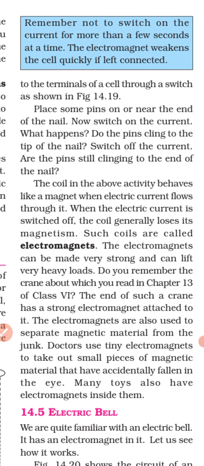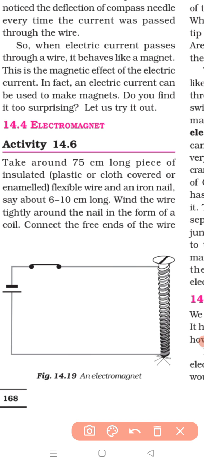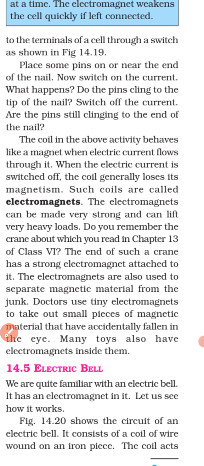Place some pins on or near the end of the nail. If you place some pins near the iron nail, what will happen? Initially, there will be no attraction because the switch is off. First of all, the switch is off, right? So if the switch is off, then no current will flow through the wire. That means the iron nail is not getting magnetized.